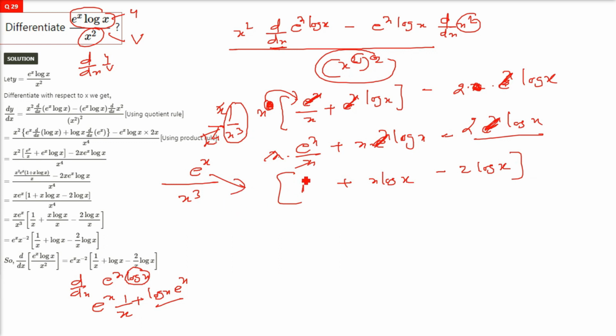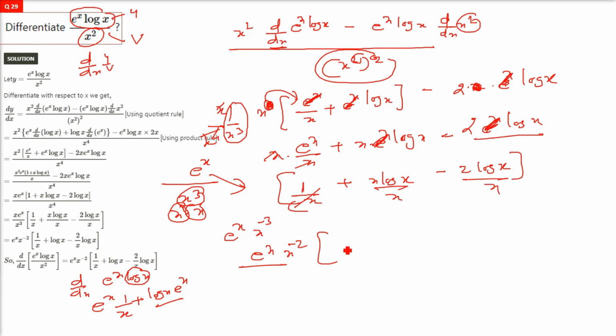But if you want to match it with the answer in your book, you have to multiply one of the x inside. What I am trying to suggest here is x cube is x square into x. You can take this x inside. You can keep it like this. I am just saying that e to the power x, x to the power minus 3, you can keep it like that. It will not be affected. But still, just to match the answer, I am taking x in the denominator, 1 by x will be everywhere. So 1 by x minus, and this x gets cancelled. You have log x here, minus 2 log x by x. This can be your final answer. But it's up to you where you want to stop.